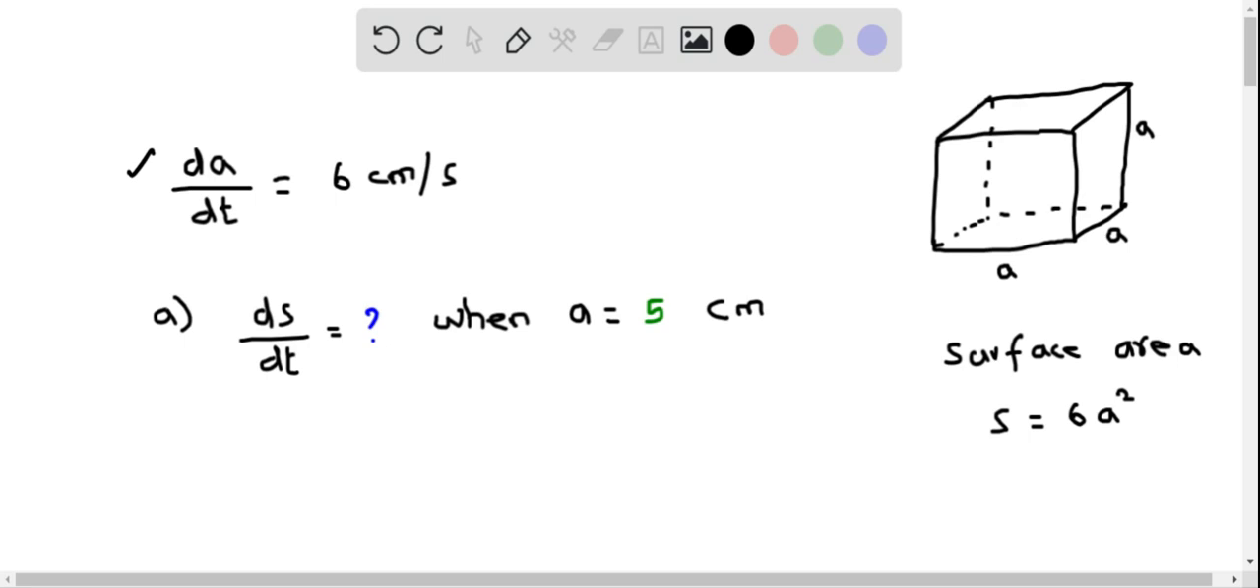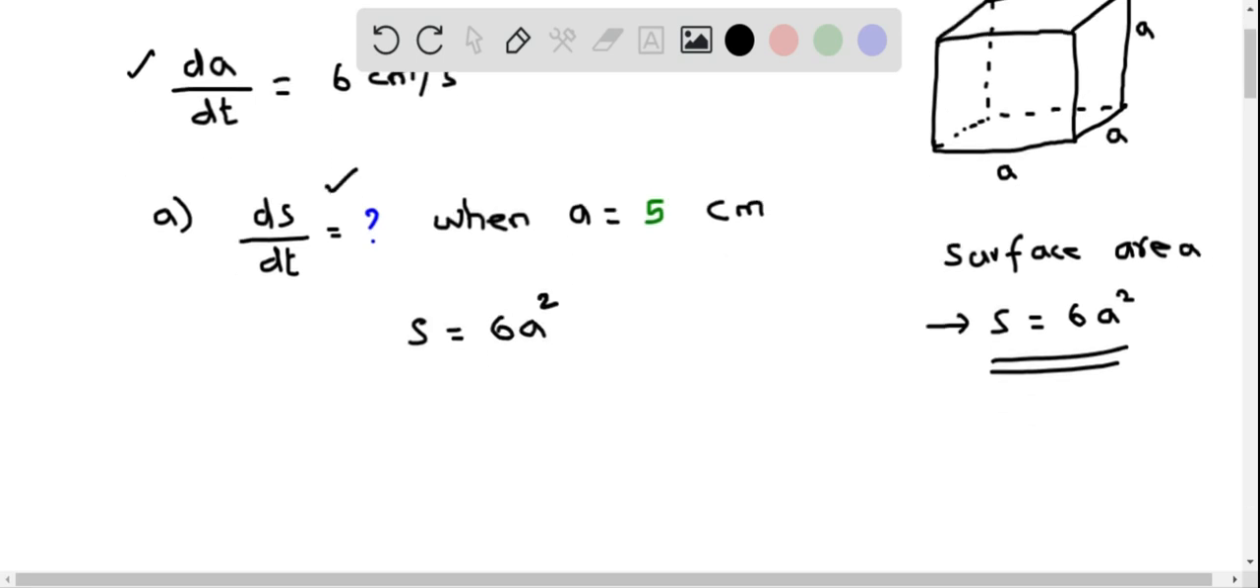So for that, first we write the surface area of a cube, which is given by surface area S equals 6a squared. And let's utilize this and determine the rate of change of surface area when the edge is 5 centimeter. So let's consider the surface area formula, that is S equals 6 times a squared, where a represents the edge of a cube.